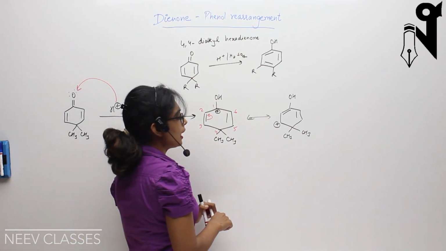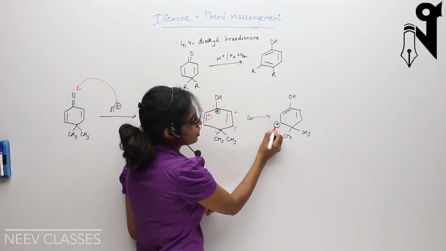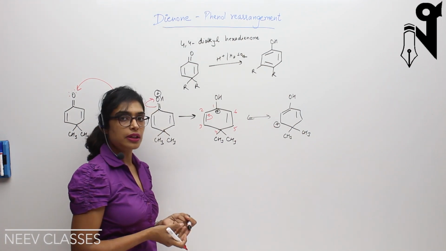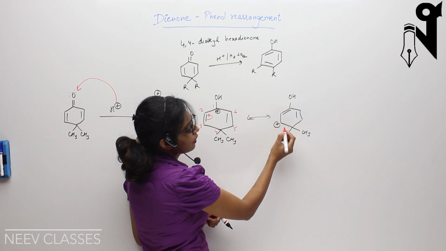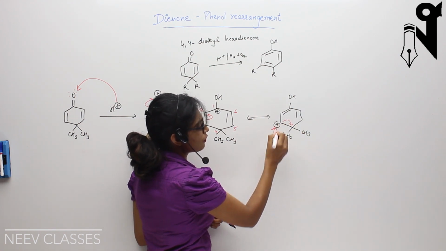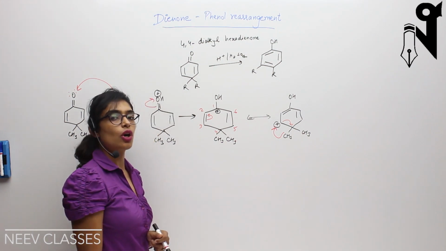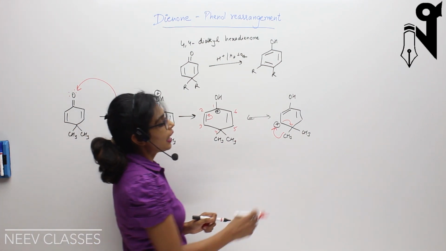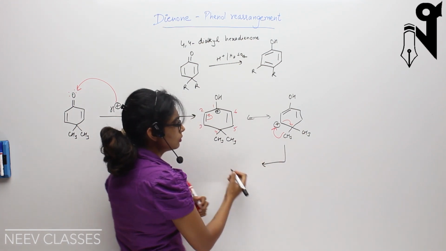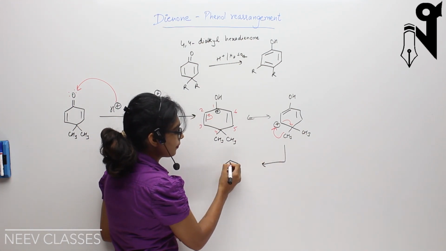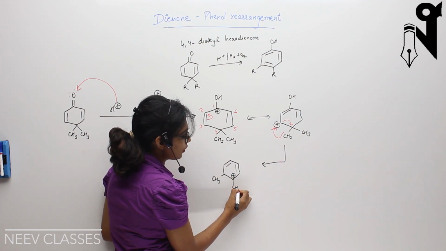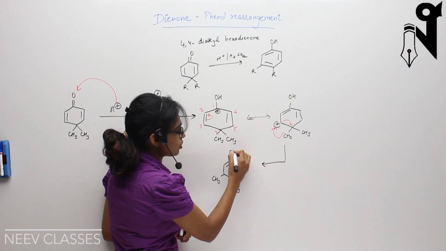Now after this, what will happen? Now this plus charge will again try to settle itself. It will try to rearrange so that it can be a more stable carbocation. So now we will shift this plus charge over here and the CH3 will shift to this position. So basically a 1,2 methyl shift will take place and the plus charge will shift to the adjacent carbon. So it will look like this: plus here, one CH3 over here, another CH3 over here, and OH.